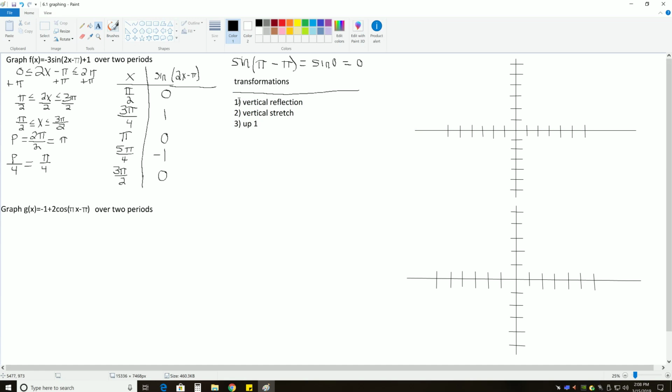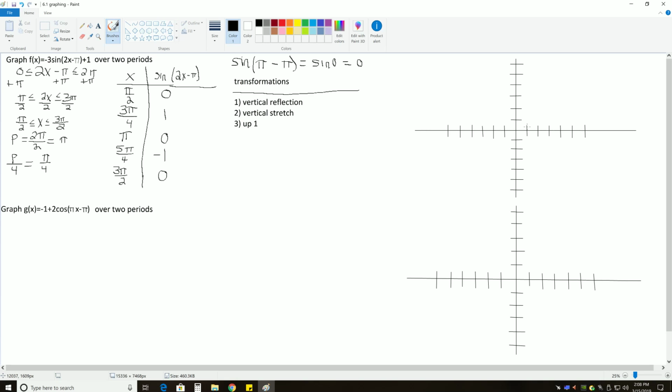So these are the 3 transformations we need to take care of after we graph our standard function over one period. So we'll get to graphing this. We have the point pi over 2, 0. So we first need to label our graph before we can start actually plugging these values in. So we need our graph to go from pi over 2 to 3 pi over 2.